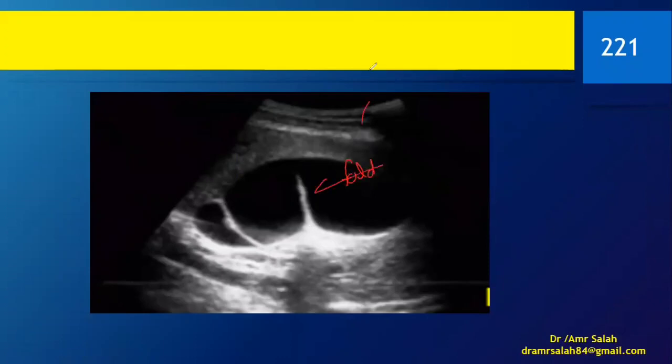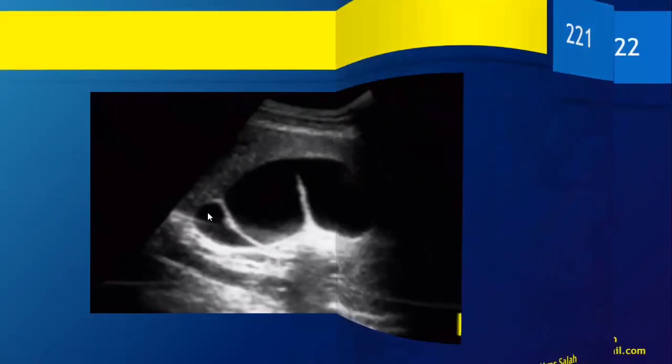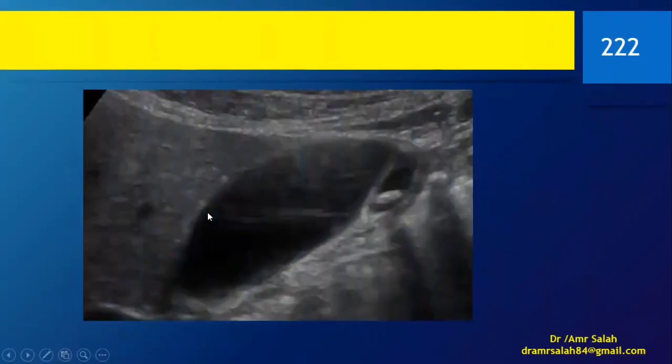Bravo. Now, give yourself mark for every correct answer. Okay, hopefully you get them all right. So this is the first. Let's look at this. What is this? Huh? Yeah, this is a stone. Where is it? Absolutely correct. It's in the Hartmann's pouch. Bravo. Next.